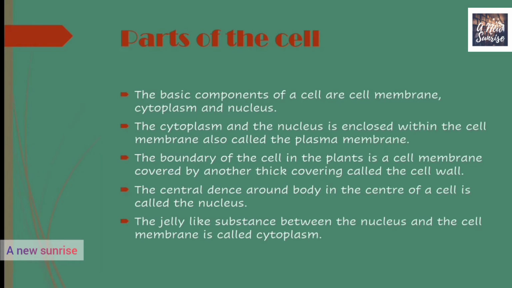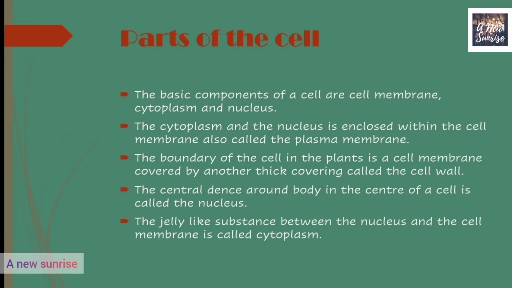The central dense round body in the center of a cell, in the cytoplasm, is called the nucleus. The jelly-like substance between the nucleus and the cell membrane is called cytoplasm.